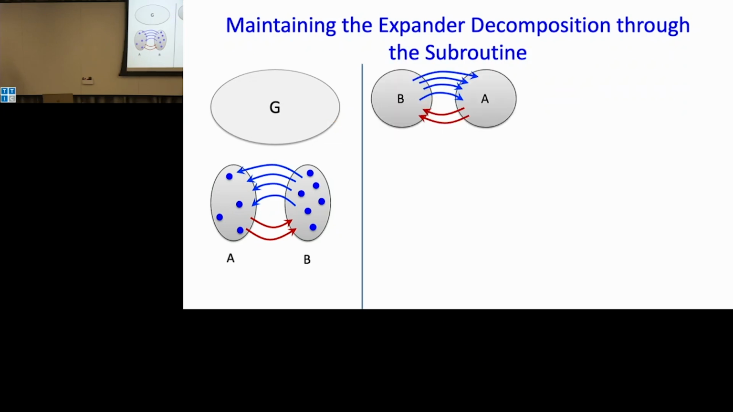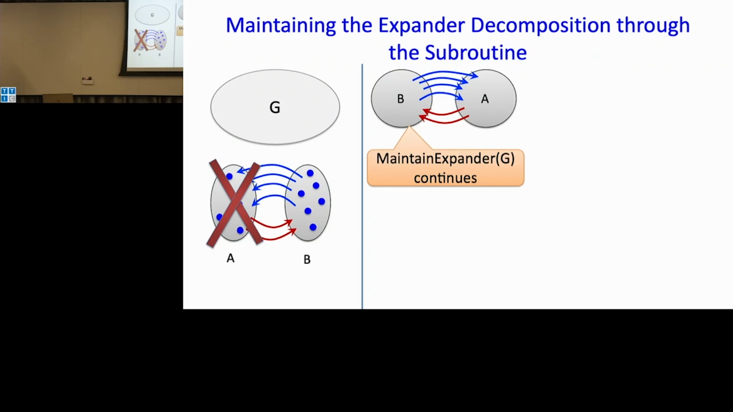I'm going to order them like this, first B and then A. And the reason I'm doing this, it's really important for me that there are few right to left edges, right? And because this cut is sparse, the number of these red edges going across is really small. Now, after this algorithm returns this sparse cut, one of the sides of the cut is deleted from that cluster, so maybe it's A. So the maintain expander problem on G continues with the cluster B, and we start a new maintain expander problem on A.